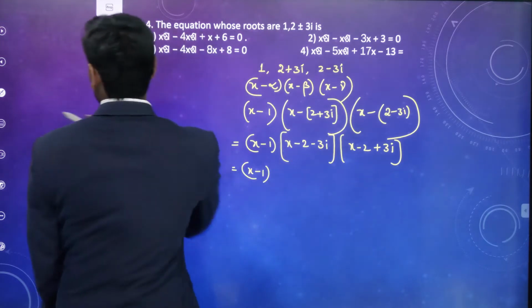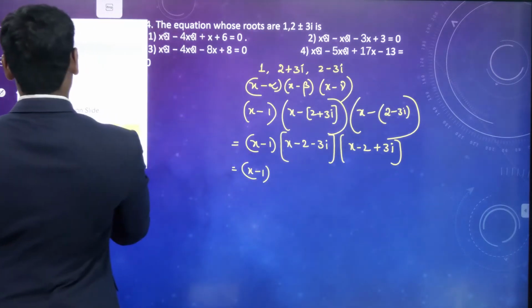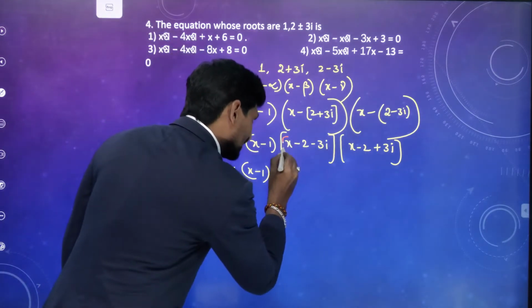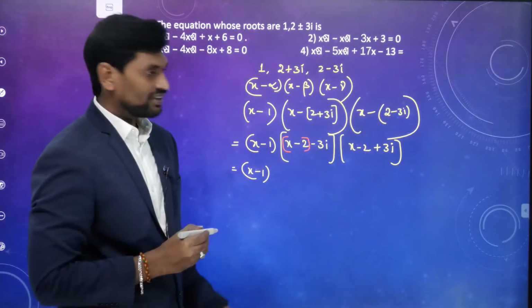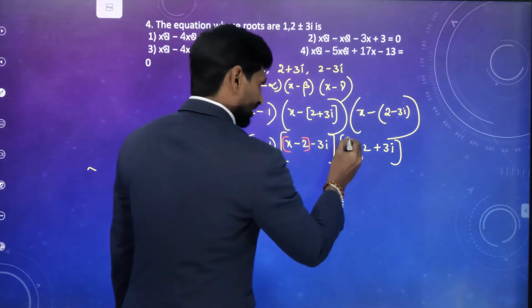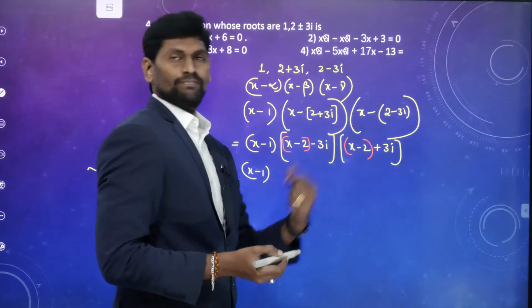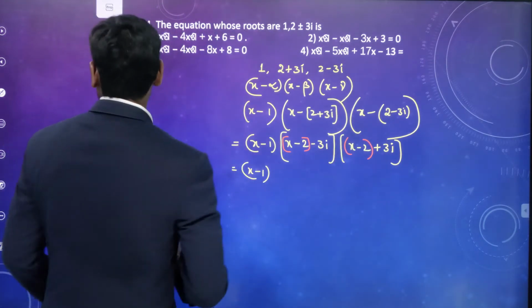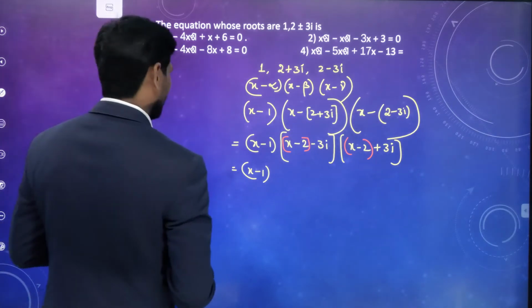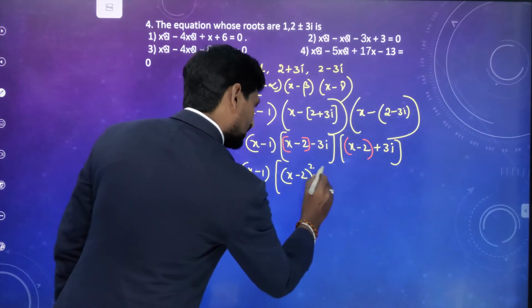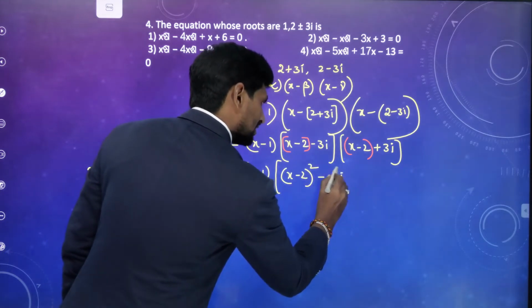Now observe here. Observe here, x minus 2, this entire term is considered as a, and 3i as b. So a minus b into a plus b. The formula for a minus b into a plus b is a square minus b square. Am I right? Yes, the same formula applying here, a square. That means x minus 2 whole square minus b square, 3i whole square.